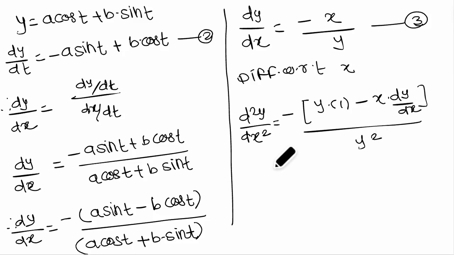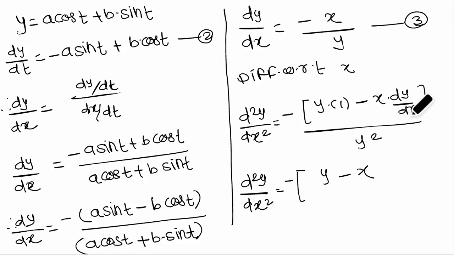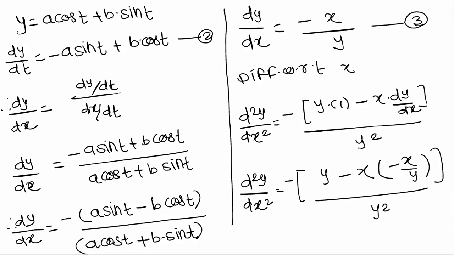So simplify. If you simplify this, you will get d2y by dx square equal to minus in bracket, y minus x. What is the dy by dx value from equation 3? That is minus x by y, right? And whole divided by y square. So simplify this. You will get minus, as it is outside the bracket, y square plus x square whole divided by y square.